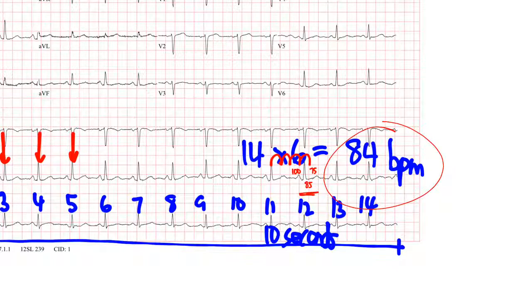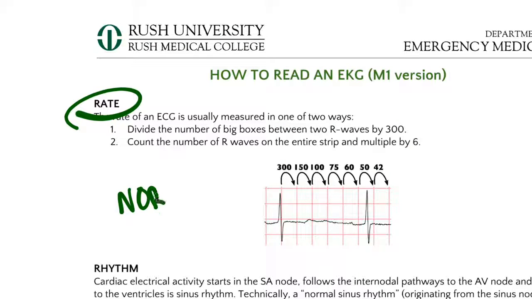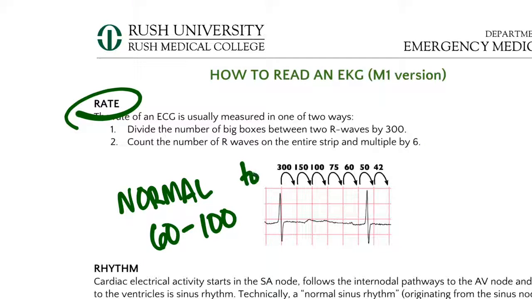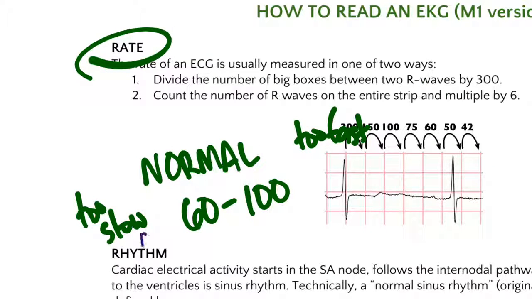Now remember, a normal rate is going to be between 60 and 100. Some people might say 50 and 100. If you are more than 100, you're too fast, and if you're less than 60, you're too slow. We have terms for this. Too slow is called bradycardia. Brady means slow, cardia means heart. Too fast is called tachycardia. Tachy means fast, like a tachometer. So anything between 60 and 100 is normal. Too slow is less than that, it's bradycardia. Too fast is tachycardia.